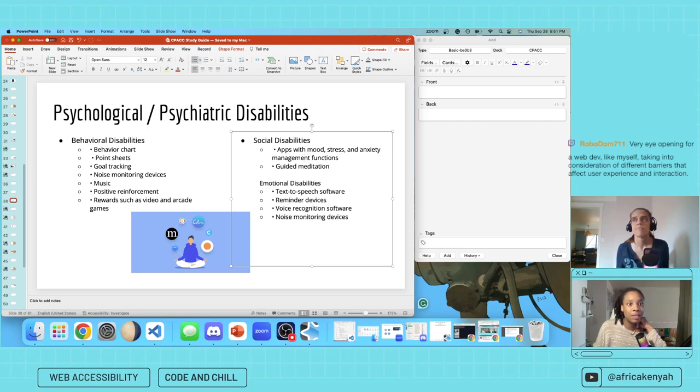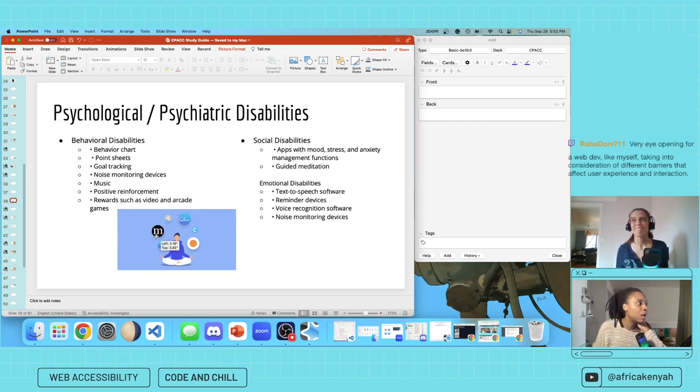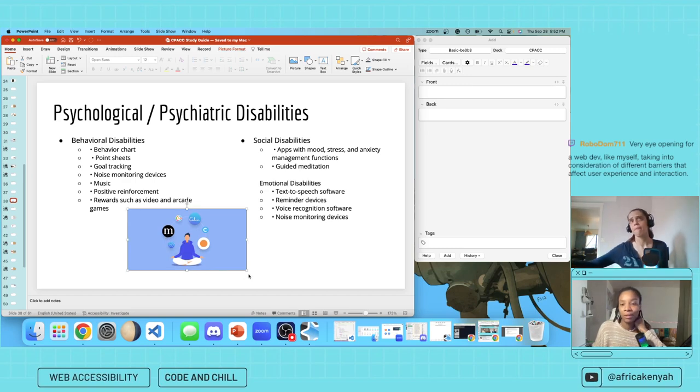RoboDom said, this is a fascinating area of tech, the concept of accessibility for all users with varying disabilities. Very eye-opening for a web dev like myself, taking into consideration different barriers that affect user experience and interaction. Yeah, it is really interesting, and I like learning about this because now you're considering what everyone actually needs so that it's usable, and it's not that hard to do, you know.